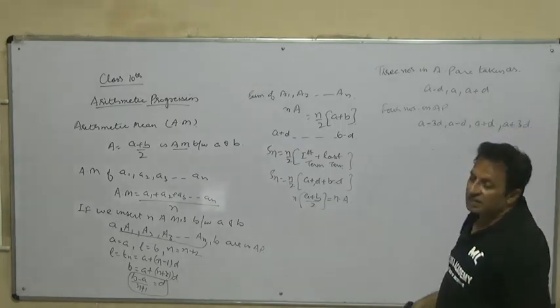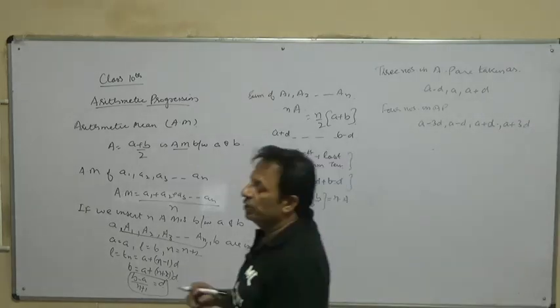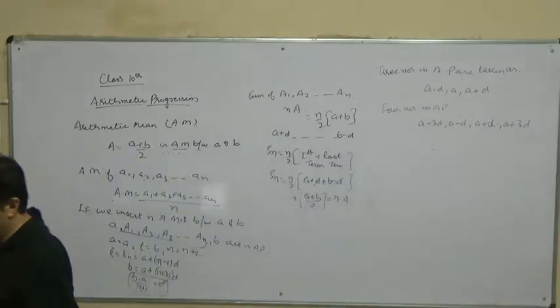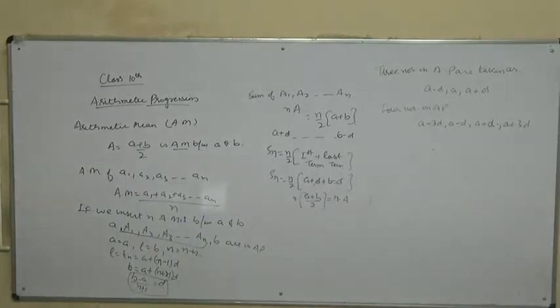So just make a simple rule: whenever you want to assume an odd number of terms, the central term must be A, then proceed forward and backward with D. If you want to move forward, plus D; if you want to move backward, minus D. But if you want to assume an even number of terms in AP, then the difference should be 2D. There will be no A here. So likewise we can have these numbers.